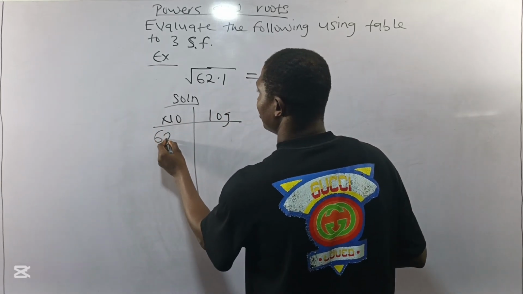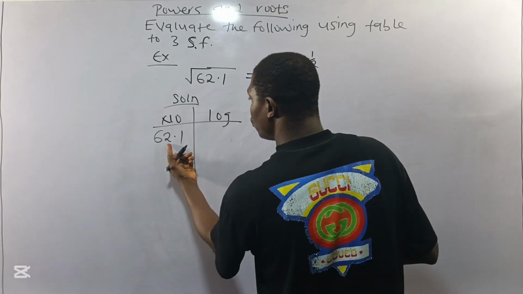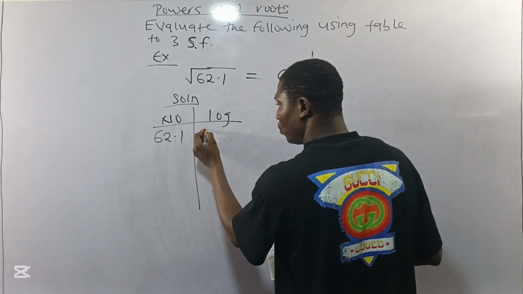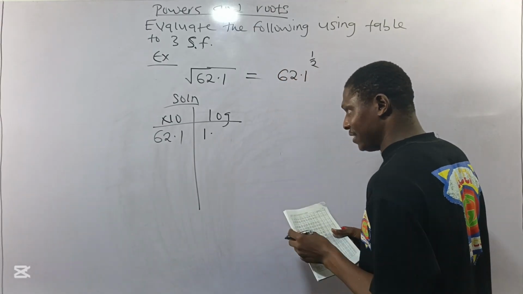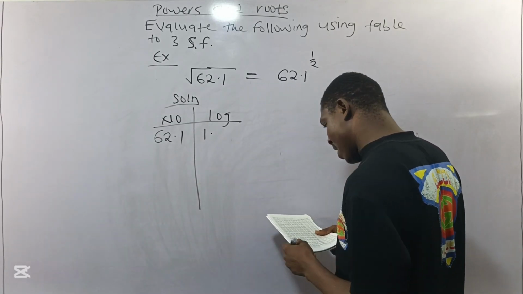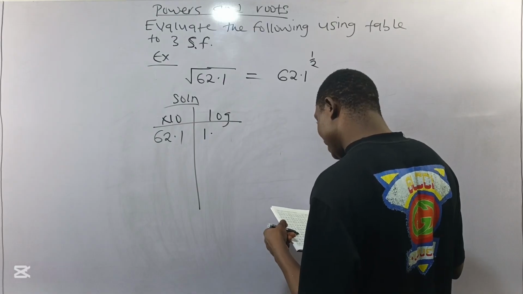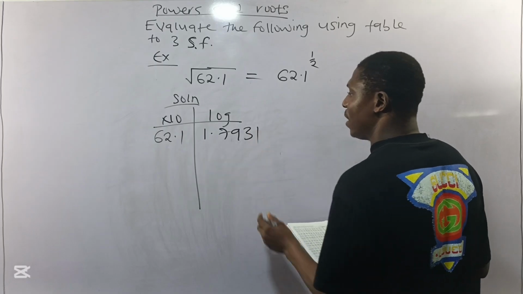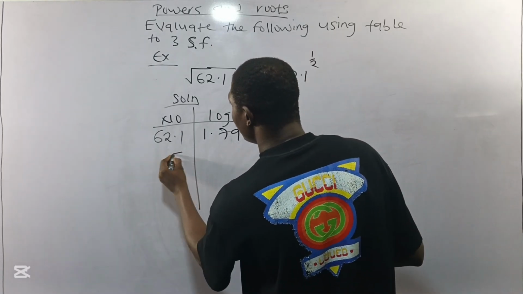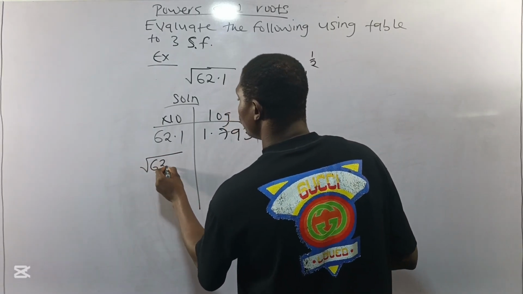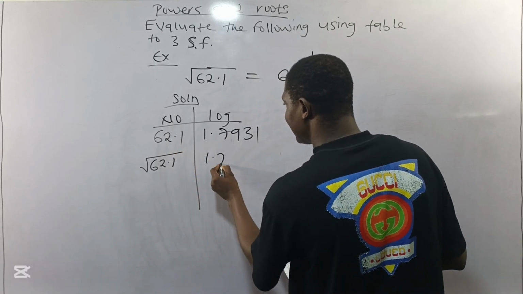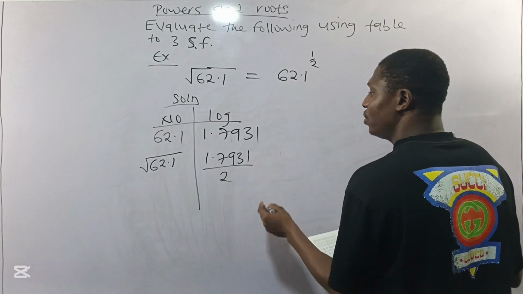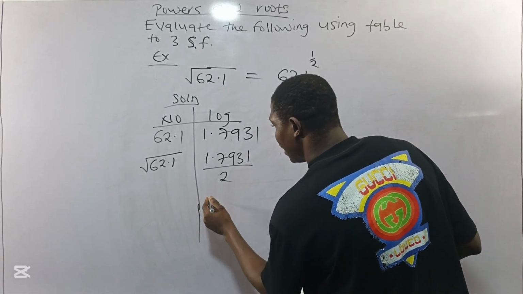We have first 62.1. 62 is 2 digits. So we have 2 minus 1 to give us 1. We have our decimal points. Now we check 62 under 1. 62 under 1 here is 7931. So we've gotten this. Now we'll use the square root of 62.1, which gives us 1.7931 divided by 2.